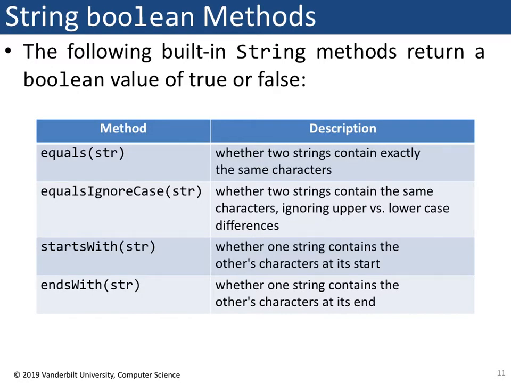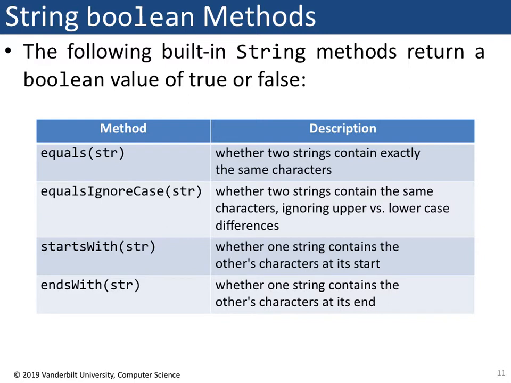We've mentioned this, but to make sure that it's fresh in our minds, the following built-in string methods return Boolean values of either true or false. So equals is a method built into the string class, which will compare the string which is stored in the variable called str, which is just a placeholder for whatever parameter you happen to pass to it. It will compare the string which you pass to it to the string stored in the object which is being used to access this method.